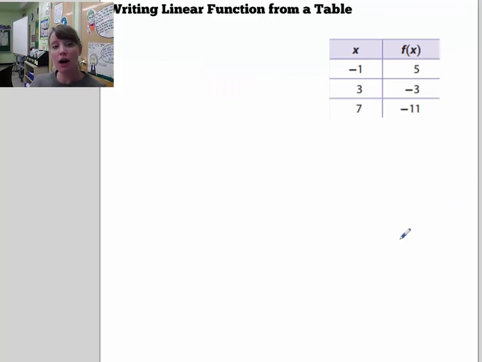Okay, if you have been given information in a table, so remember what we need. There's two things that we need to write an equation in slope-intercept form. We need the slope and we need the y-intercept. Okay.